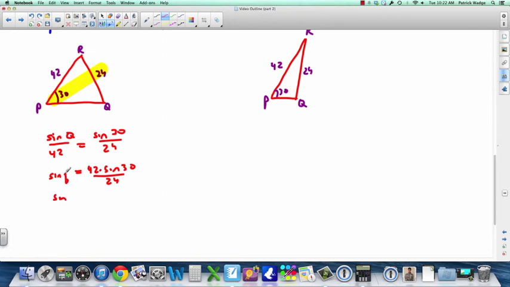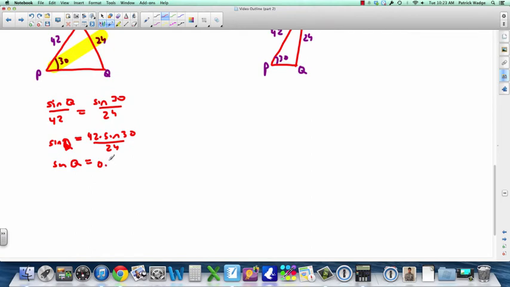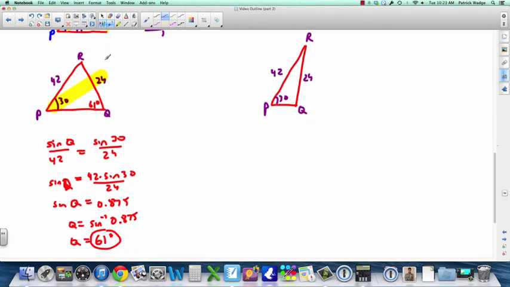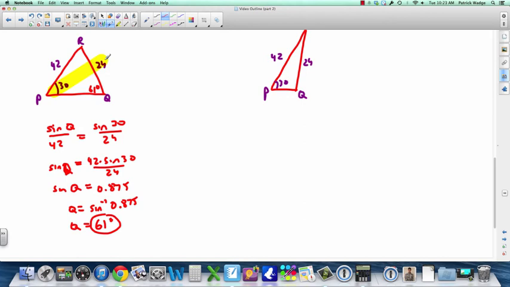Which leaves me with, I don't know why I did a small q there, sine Q equals 0.875. So to get Q, I have to do inverse sine, or arc sine, of 0.875, and if you figure that out, you will get 61 degrees. So I now know that this angle right here is 61 degrees. Remember, I have to solve everything here. I have to find all the angles, all the sides. What would be the next thing to find? That'd be pretty easy.